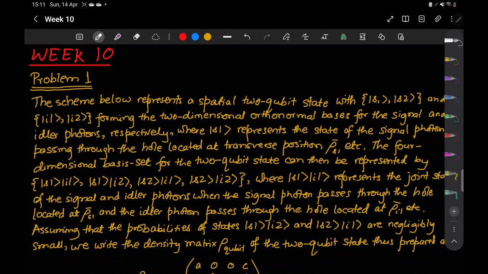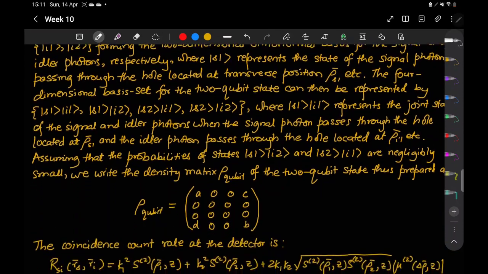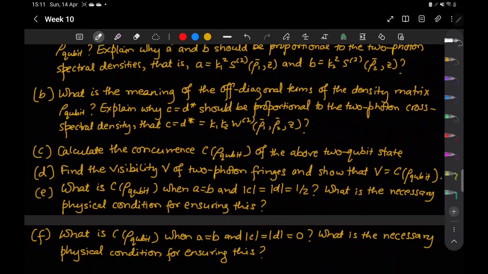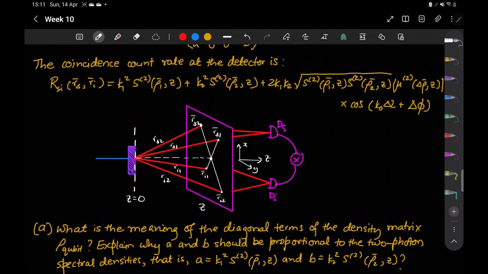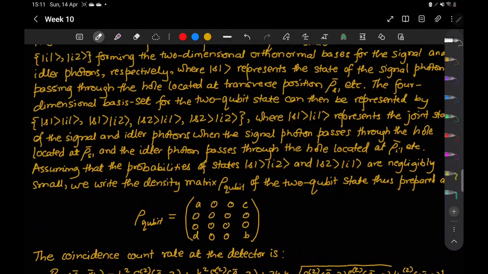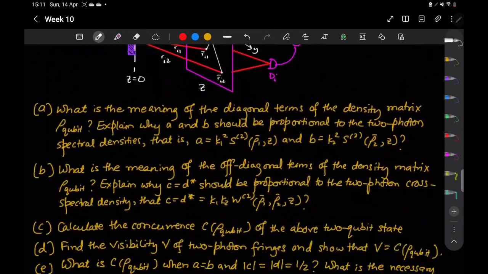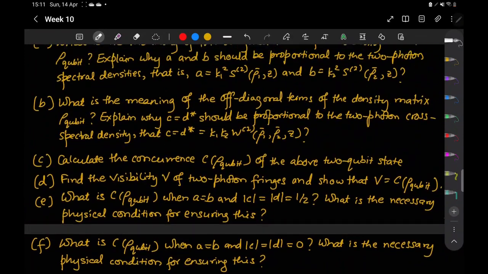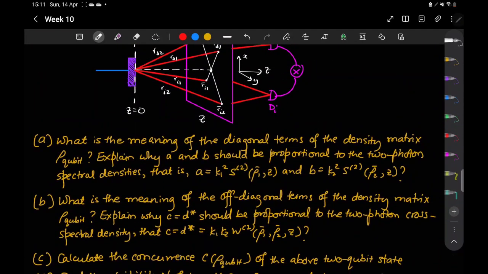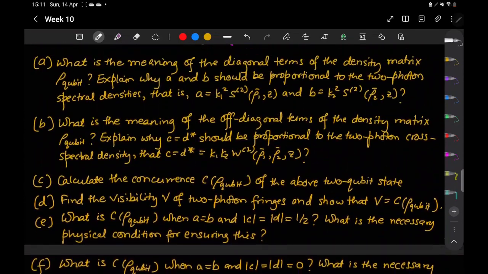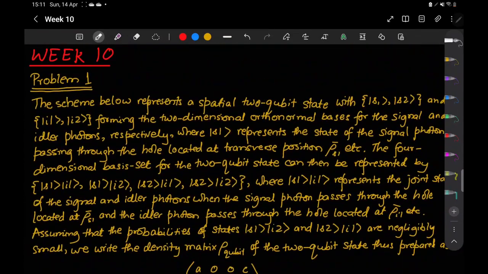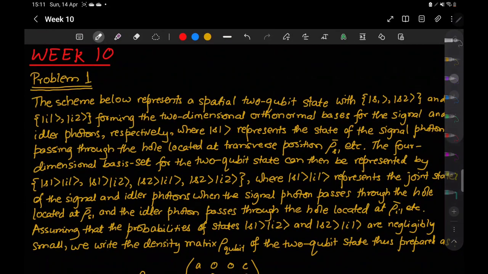Okay, so now that we are done with the week 9 problem set, let us get started with the week 10 problem set. So this is the first problem, again on the spatial 2-photon wave function and spatial 2-photon interference. It's a pretty long question which has a lot of parts, 6 parts to be precise, A to F. So let me first read out this question.